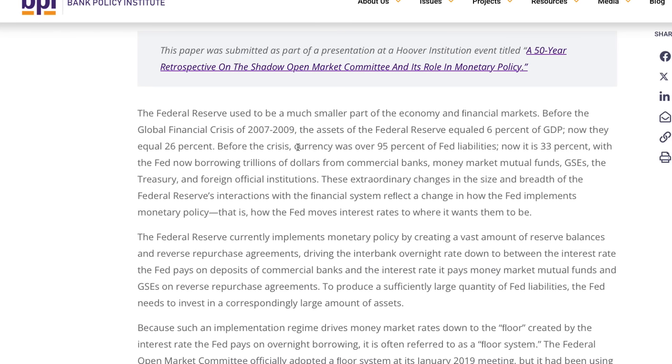Before the GFC, currency, right, dollars, printed physical currency, was over 95% of the Fed liabilities. Remember, every dollar you have in your wallet is a liability of the Federal Reserve. Now it is just 33%. So currency, the way you think of dollars, used to be 95% of the Fed liabilities, but now physical currency is only 33% of the Fed's liabilities.